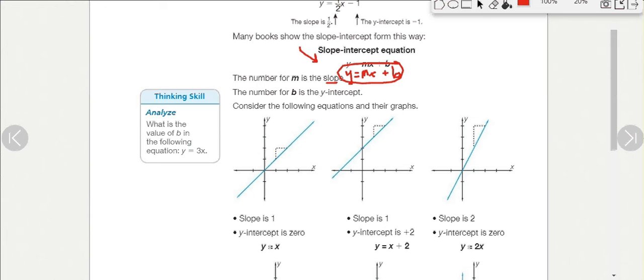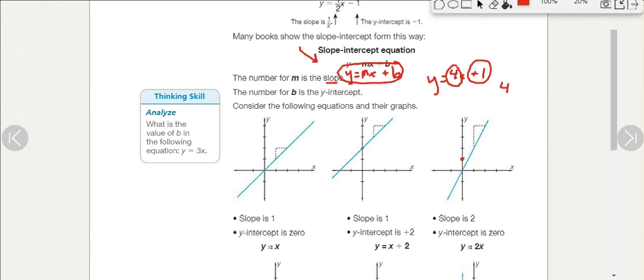For example, if I had y equals 4x plus 1, that means that this is the y-intercept. So you start counting from here, and that's where it's going to cross y. And then this is the m, which is the slope.